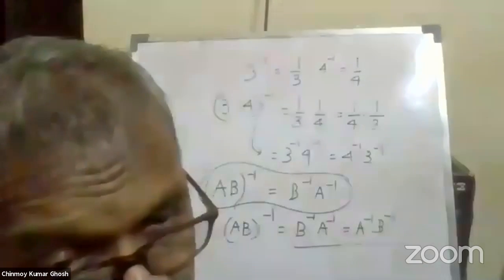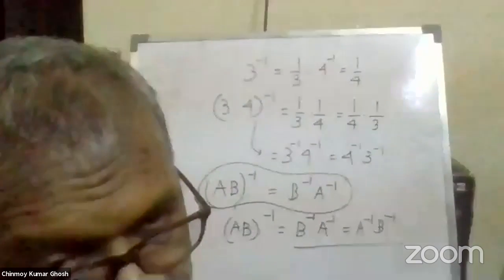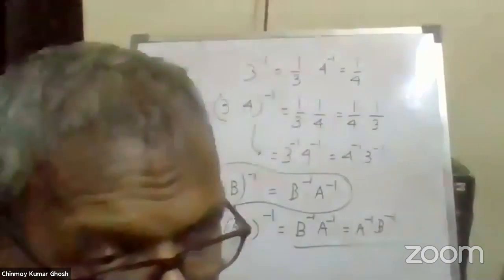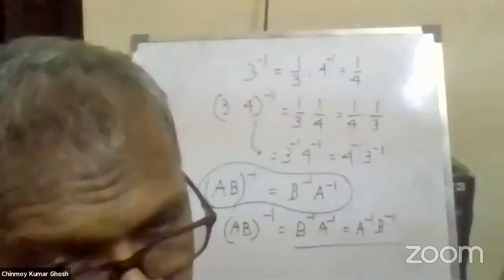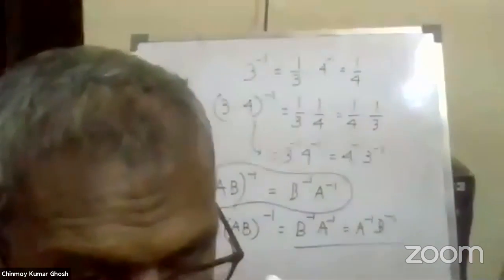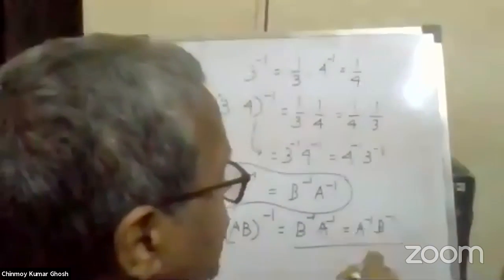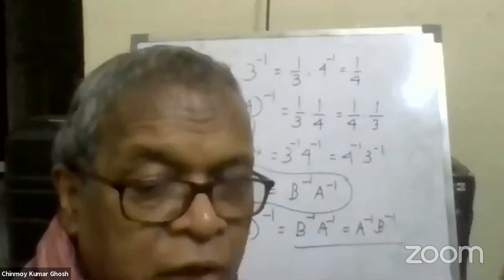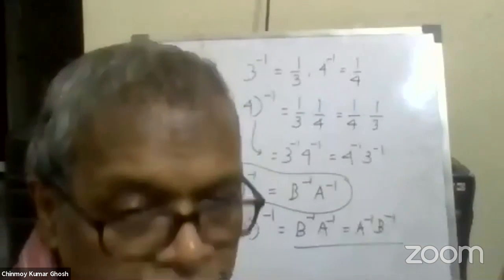Basically, it comes from the concept of commutation, and so that is applicable to matrices, not to the numbers. For case of numbers, they always commute. 4 into 3 is equal to 3 into 4. But in case of matrices, A into B may not be equal to B into A.